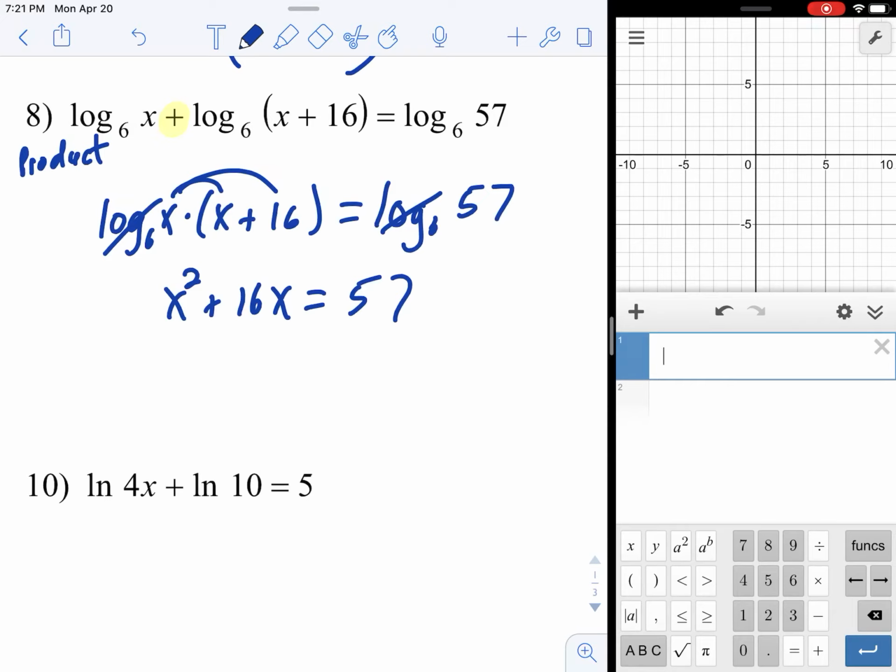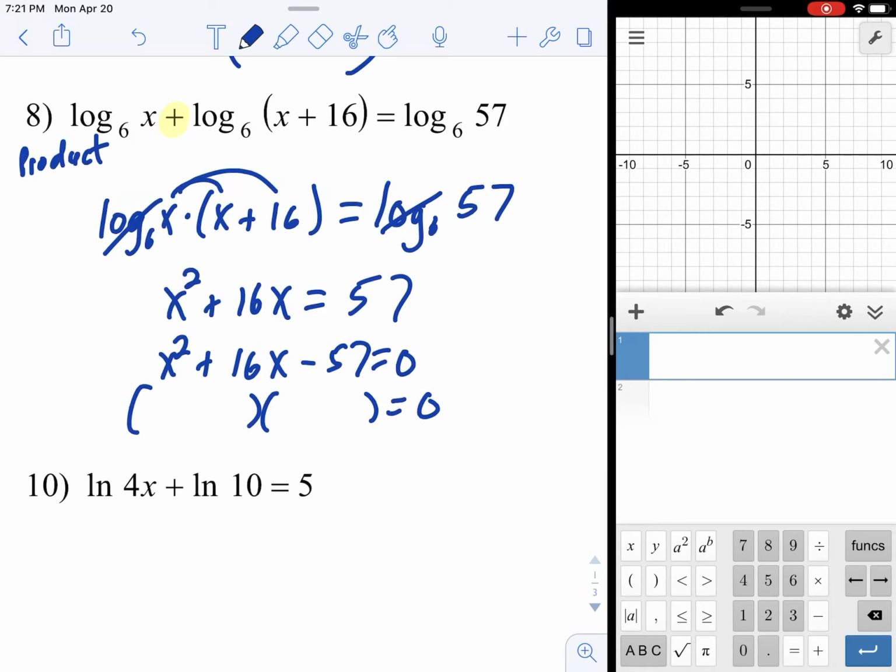Now a quadratic like this, we're going to need to have one side equal to 0. So I'm going to bring the 57 over to the other side. That'll make it a negative 57, so it's positive over here. When you bring it over, you just subtract it. And now we need to factor this.